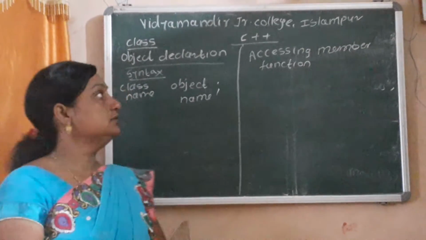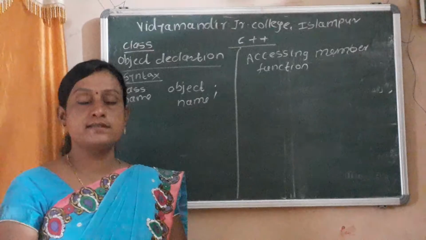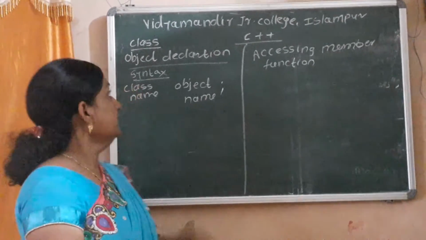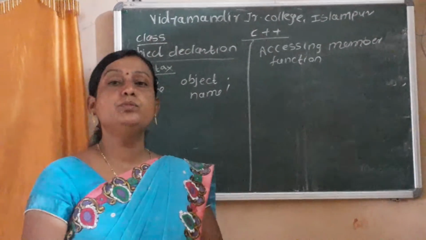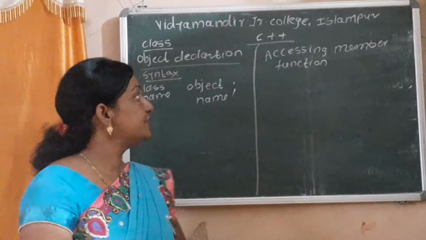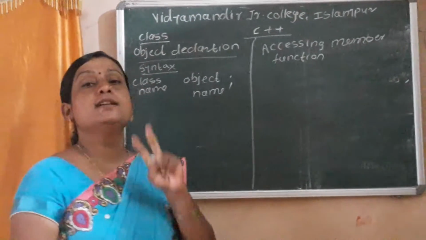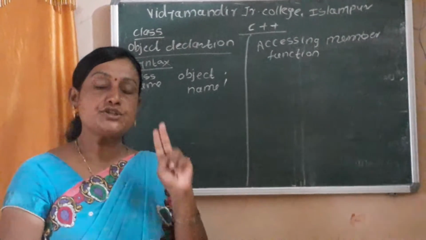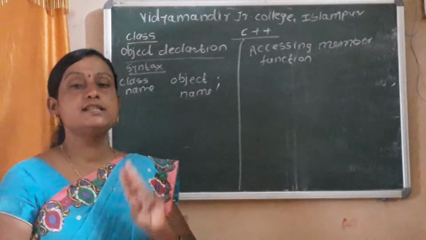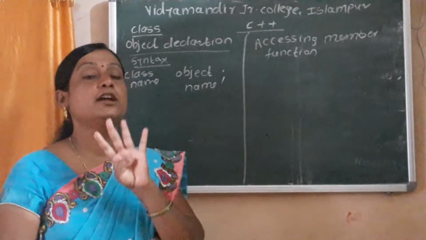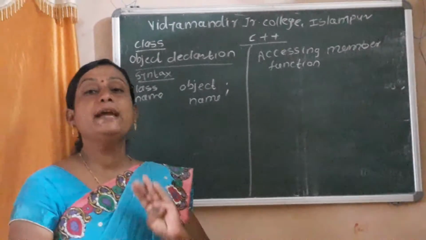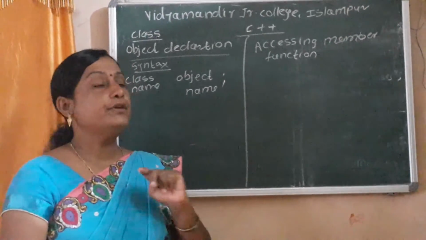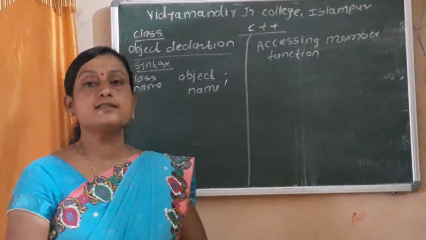Hi student, in the previous lecture we discussed outside a class definition. The class point can be defined into mainly four parts. First one is a class declaration, second one is a class function definition, third one is an object declaration, and fourth one is accessing a member function by using an object.